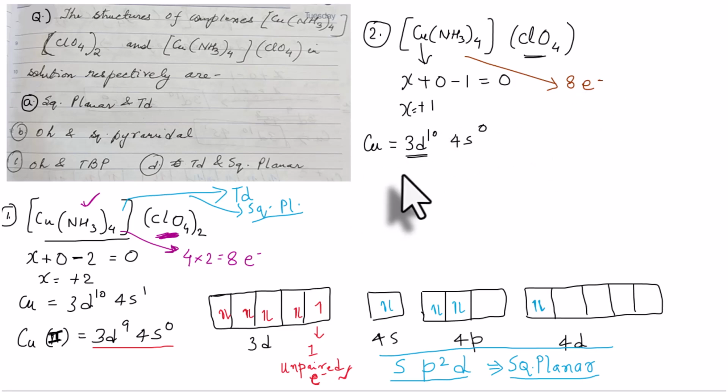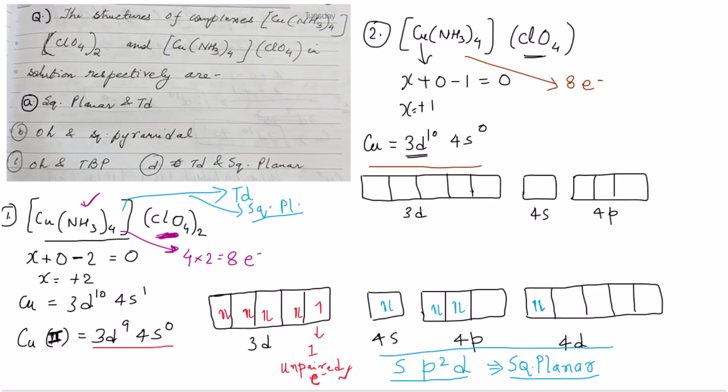Now let us write the electronic configuration for this complex. We accommodate first of all the 3d electrons of copper. All the orbitals are filled because we have d10 electrons, so there is no question of unpaired electrons here. And then 8 electrons automatically go into the 4s and 4p orbitals: 2, 4, 6 and 8. So clearly this is sp3 hybridization, and the corresponding geometry is tetrahedral.